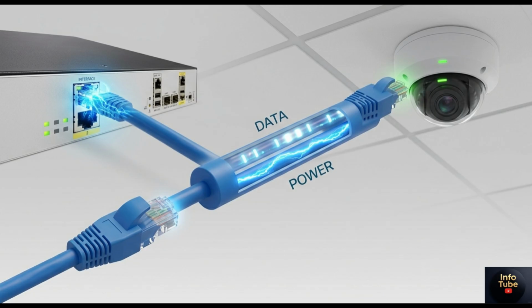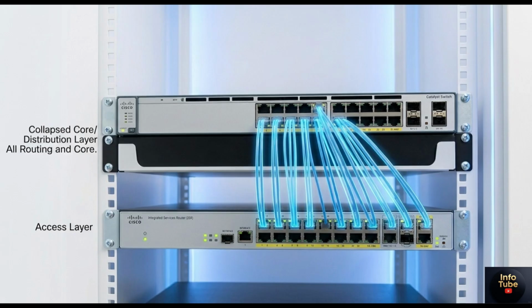Finally, Objective 1.1h is Power over Ethernet, or PoE. This is a clever technology that allows a network cable to carry both data and electrical power at the same time. A great example is a ceiling-mounted security camera. Instead of needing a separate electrical outlet on the ceiling, the camera gets all the electricity it needs directly from the switch through the single Ethernet cable. That concludes our look at the hardware components in Objective 1.1.